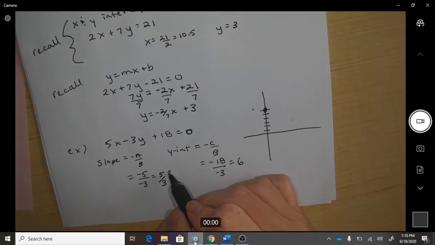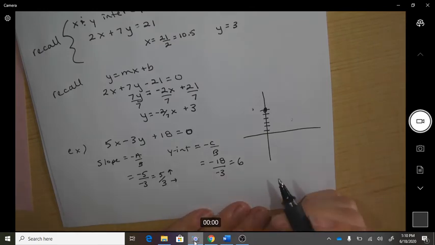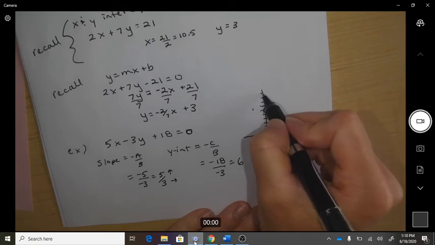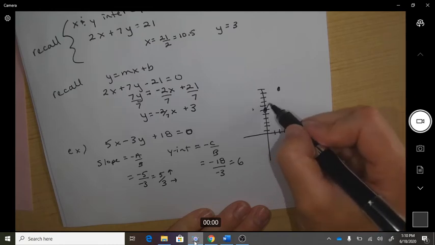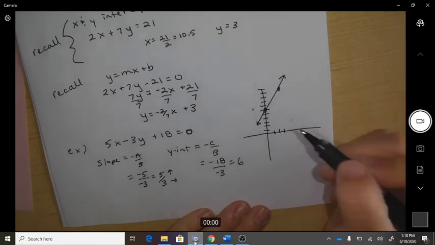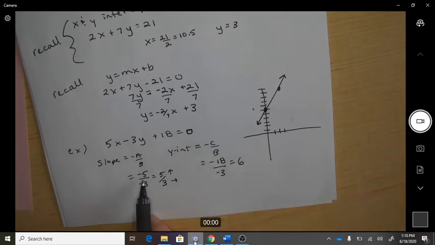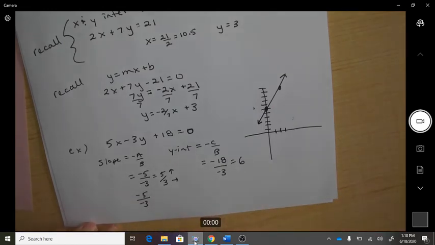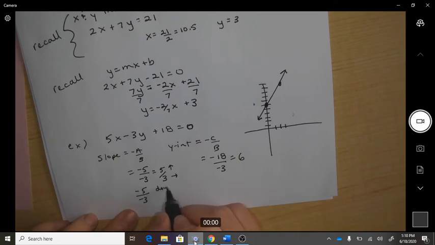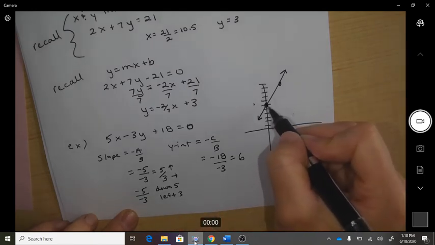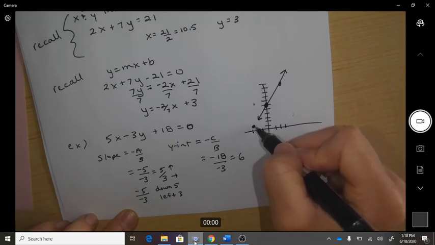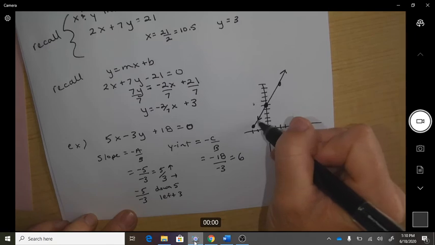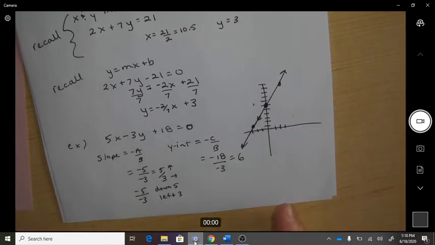And I would go up 3, right, or sorry, up 5, right 3. And that would be my line. Also, if you had left it negative, this would tell you to go down 5 and left 3. So from there, you could go down 5 and left 3, and you would have got to that point. But you can see how it also connects to the same line.